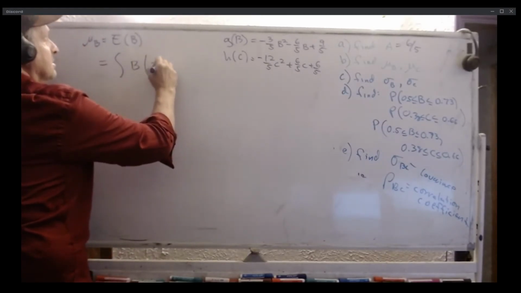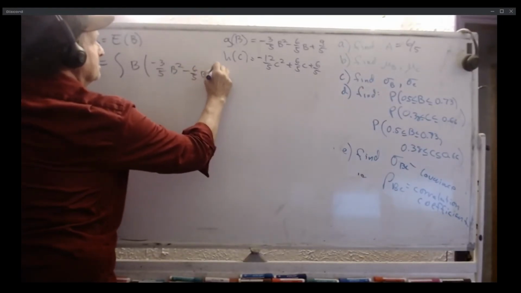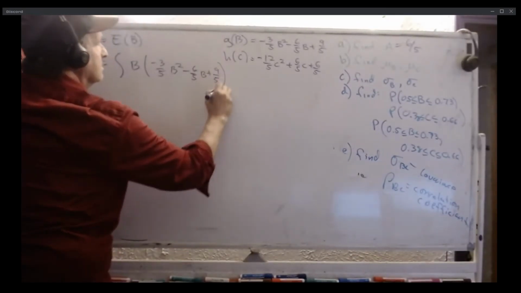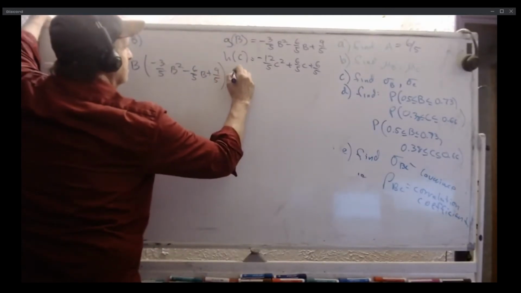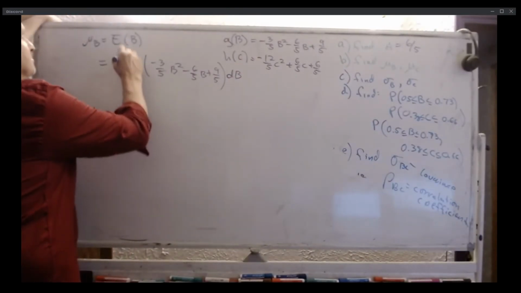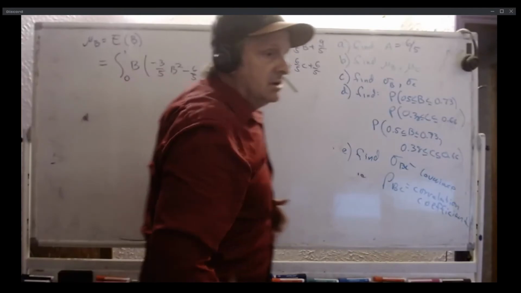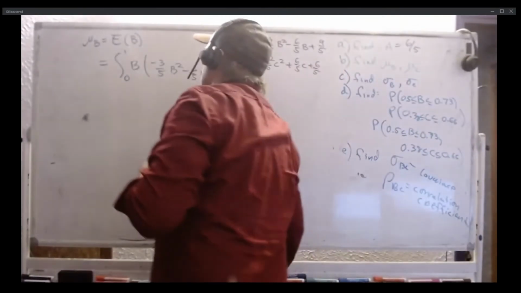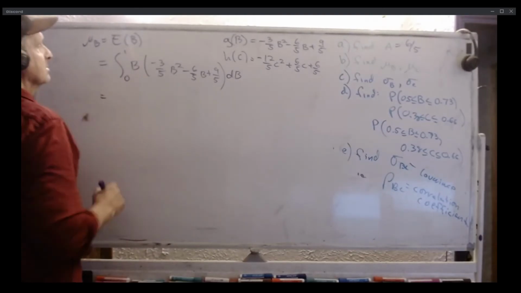So we have negative 3/5 of B squared minus 6/5 of B plus 9 over 5. I was going to write 9 over 2. Okay, dB. And this is only a function of B, guys. So the limits are B can go from 0 to 1. What was B? That was the amount of cookie bits, right? Yes.